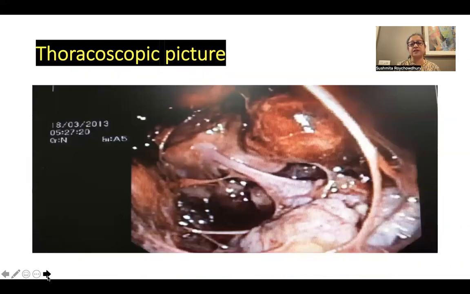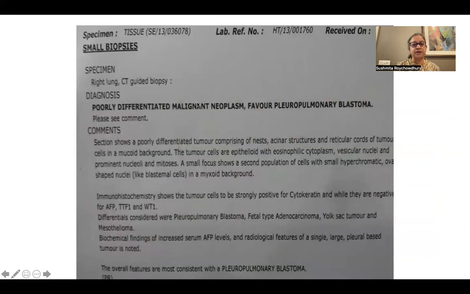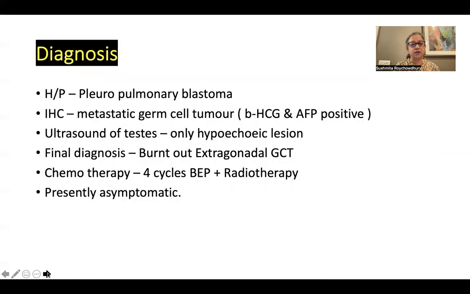This patient would otherwise have got ATD. But because we were able to do thoracoscopy, these large pleural chunks of tumor were biopsied. As you can see, they are being biopsied, and it turned out to be a poorly differentiated malignant neoplasm favoring a pleuropulmonary blastoma. Now, pleuropulmonary blastoma is, as you know, an HCG-enriched tumor, and in younger people has a better prognosis if diagnosed early and chemotherapy started.